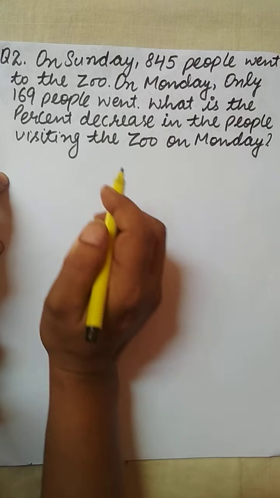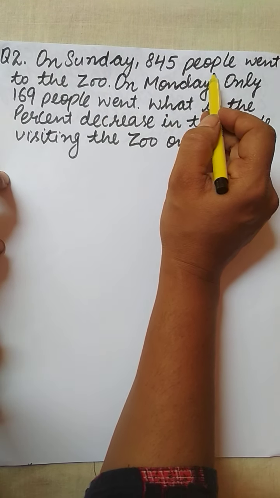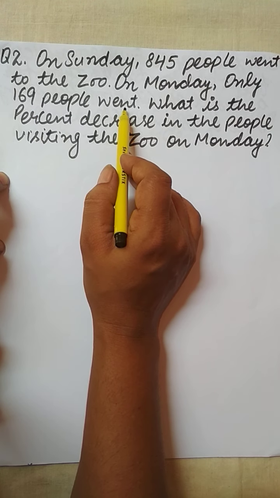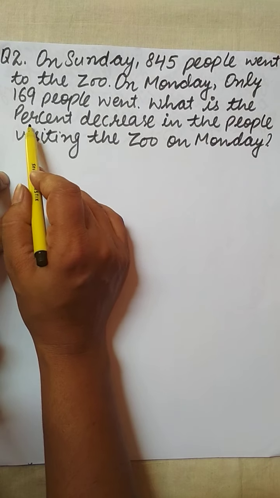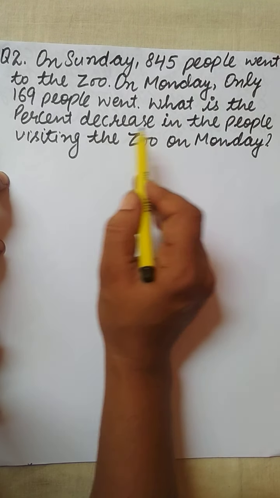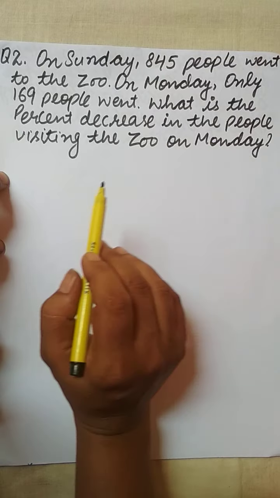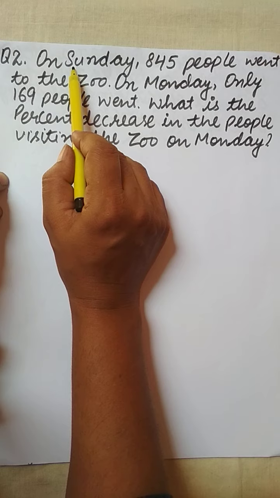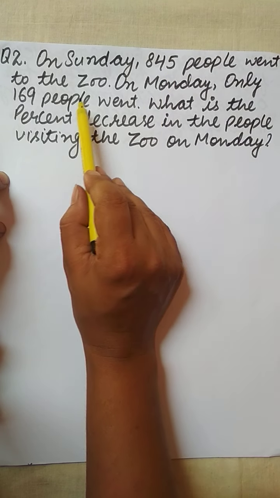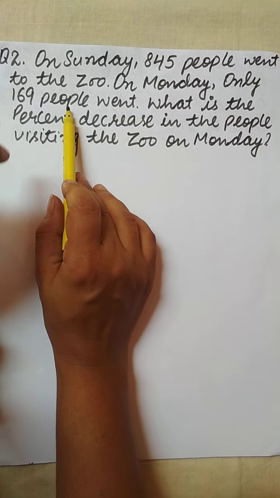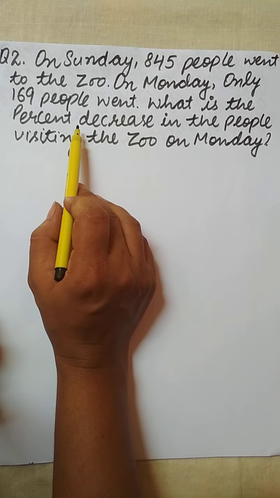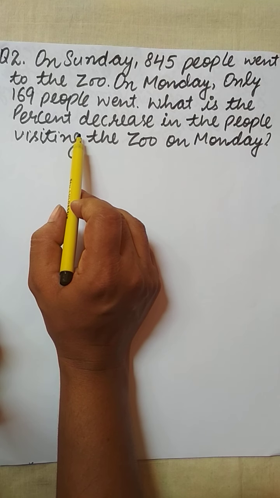Question number 2 is, on Sunday 845 people went to the zoo. On Monday only 169 people went. What is the percentage decrease in the people visiting the zoo on Monday? Students, there are two terms given in this question. On Sunday 845 people visit the zoo, and on Monday 169 people visit the zoo, and we are to find out what percentage of people decreased on Monday.